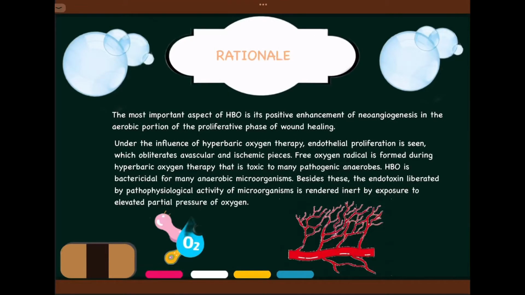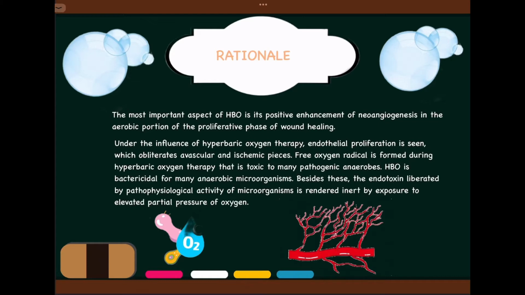What is the rationale behind HBO therapy? The most important aspect is that it enhances the development of new blood vessels, also known as neo-angiogenesis. Neo means new, and angiogenesis means development of blood vessels. During the proliferative phase of wound healing, we require an increased amount of oxygen, and oxygen is transported to the wound mainly by RBCs. So we need an increased number of blood vessels at that site for quick wound healing. Under the influence of HBO, there is an increase in the development of new blood vessels in that area. There is also an increase in endothelial proliferation as well.